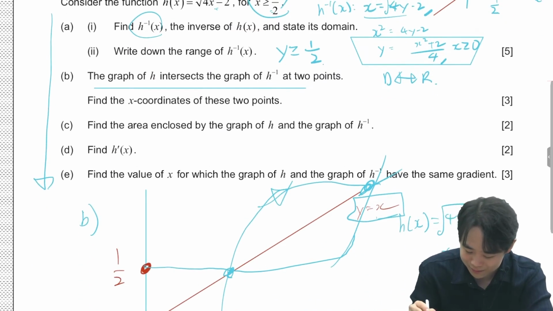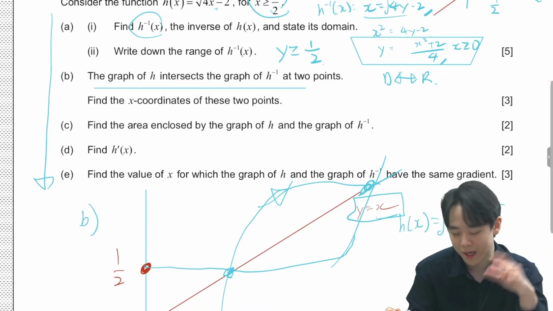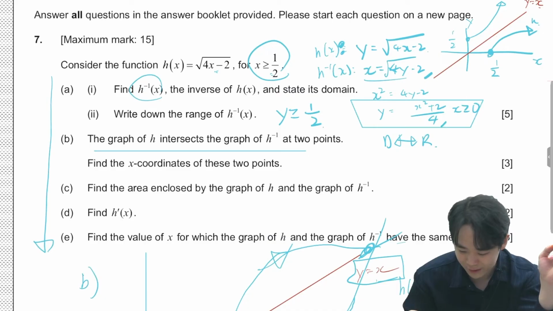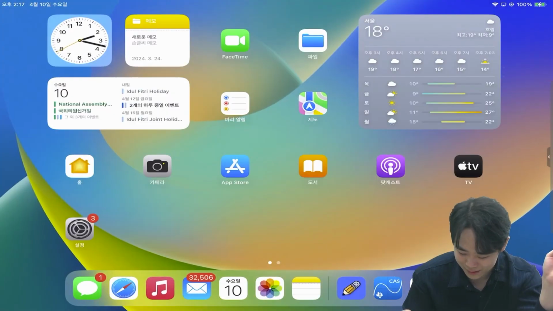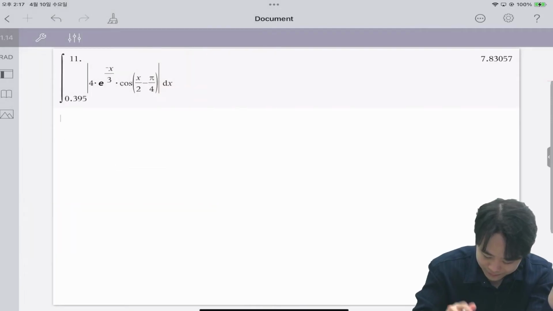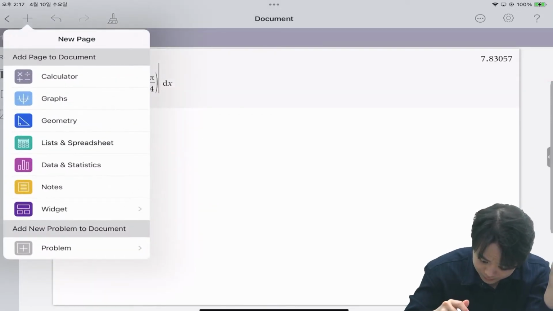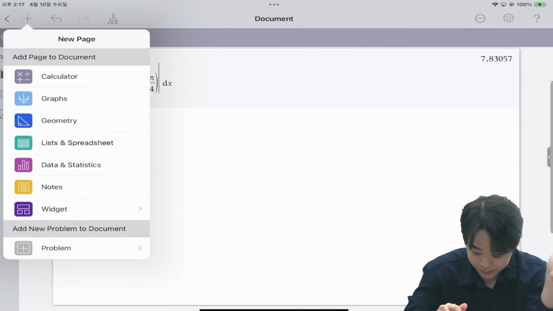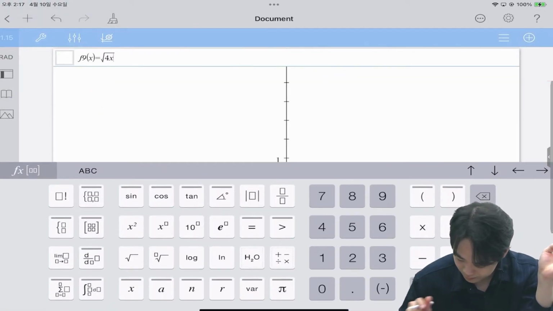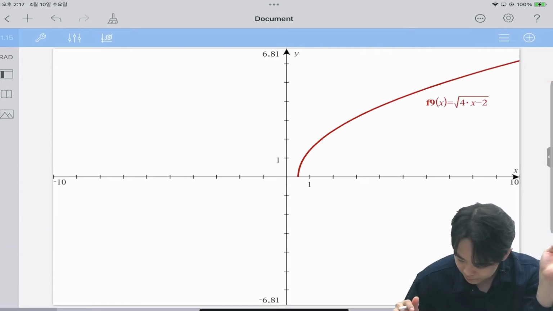So you could do this by hand, or you could do this by calculator. But let's move on to our calculator, since in the exams, it's highly advised that you just graph this. So if you go to the graph part, we would do square root 4x minus 2. That's graph number 1.